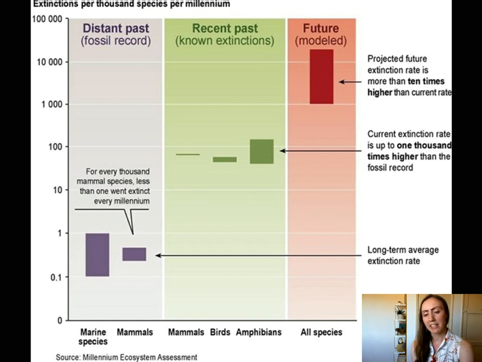So we currently see extinction rates up to 1,000 times higher than the background rates, depending on the taxonomic group. And not only is the primary driver of population declines and extinction that we're currently experiencing different to previous mass extinction events, but so is the speed. Currently, rates are much quicker.